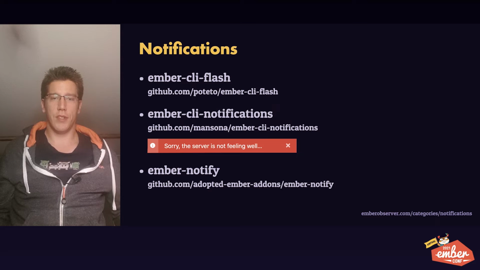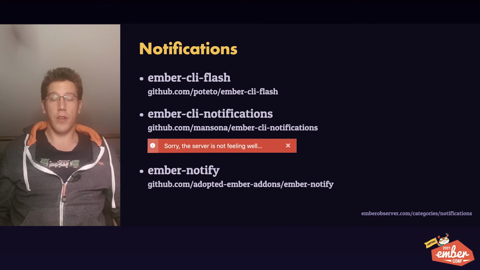A good solution for this is using a global notification system. This means having a service that displays notifications at a single location on top of the app. As you can imagine, this is much less work than having a dedicated error element in each of your templates. Here's a small list of add-ons that provide such a system: Ember CLI Flash, Ember CLI Notifications, and Ember Notify. For this talk, I've chosen to use Ember CLI Notifications, but the others all work roughly the same way.